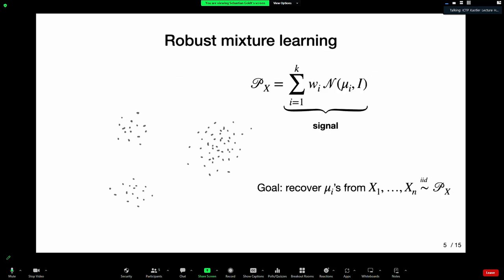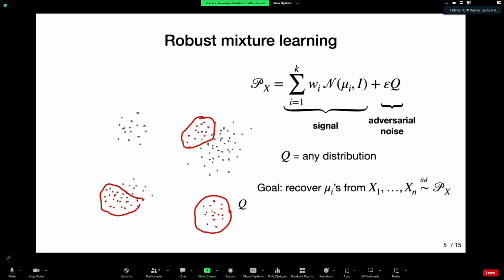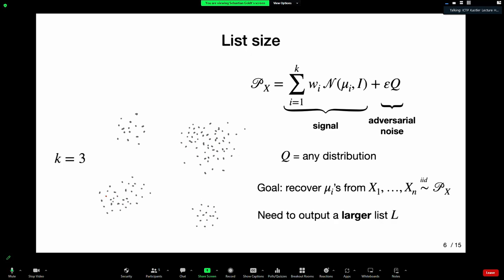We have, on one hand, some mixture of different components. And on the other hand, we have some adversarial noise. So the epsilon fraction of the points can come from whatever distribution. And importantly, like in this picture, the epsilon can be quite large. So maybe the adversarial noise is some component itself, right? But in the end, what you want to recover is only the means of the initial k components. Of course, the algorithm does not know which samples are adversarial and which are not. So even if I give you the number of components, when the noise is large, it's impossible to just output the three predictions in this example. So you need to output some larger list.